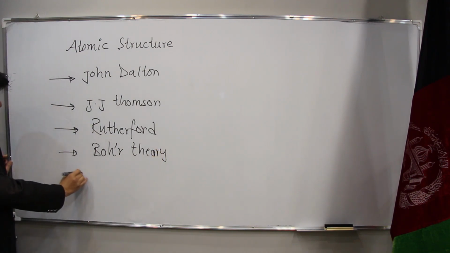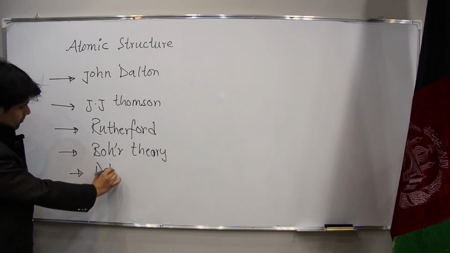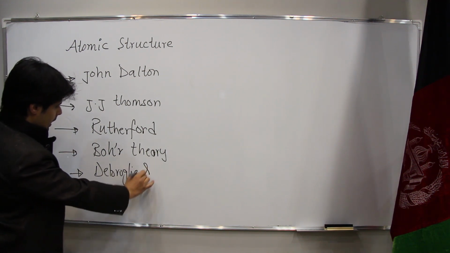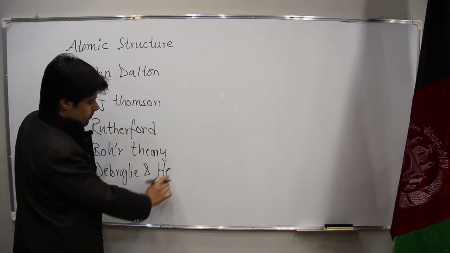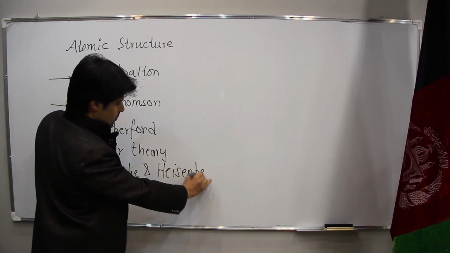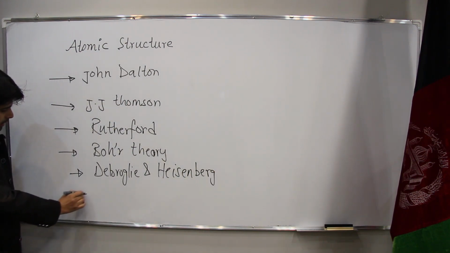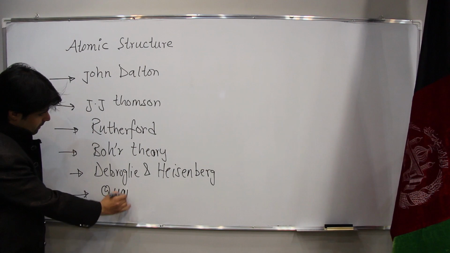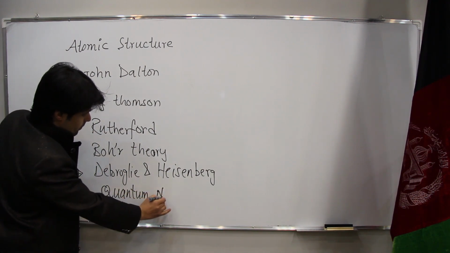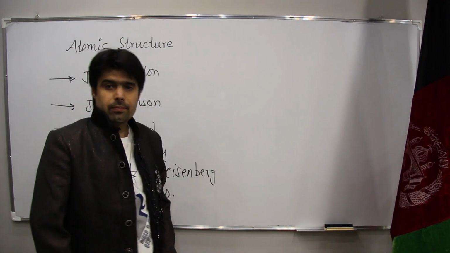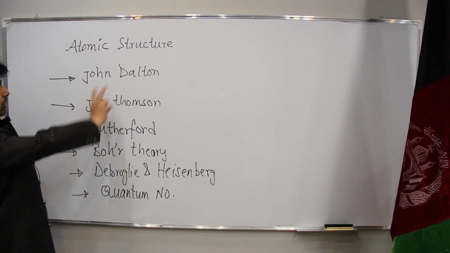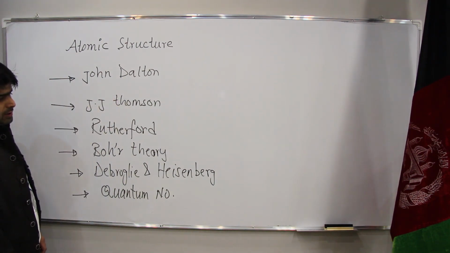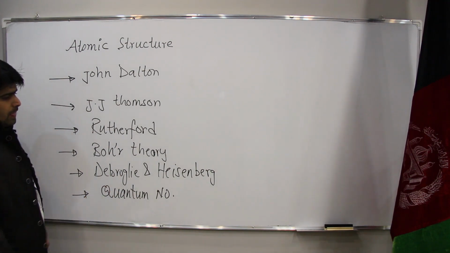After this, we will go to de Broglie and Heisenberg. And then at the last, we will define quantum numbers according to the Schrödinger equation. First, we will discuss John Dalton. Before starting the lesson, try to copy this, then we will come to Dalton's theory.